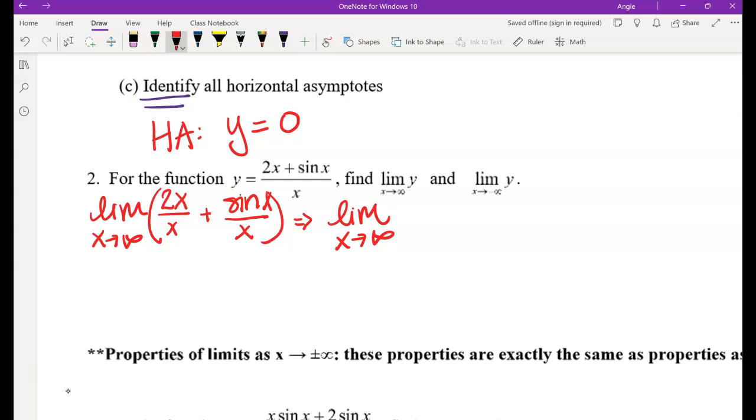So 2x over x is now 2, guys, plus the limit as x approaches infinity of sine x over x. So the first piece, the limit as x approaches infinity of 2, well, clearly that will always be 2. Doesn't matter where x is at, the y value is 2.